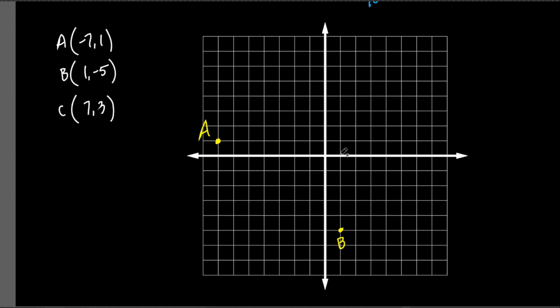So I go over 7. 1, 2, 3, 4, 5, 6, 7. Go up 3. 1, 2, 3. Put a point right there. We'll call this C. Now what am I going to do with those 3 points? I'm going to connect them, make a triangle out of it. Okay? So there's one side of my triangle. Here's another side of my triangle. And here is the third side of my triangle.